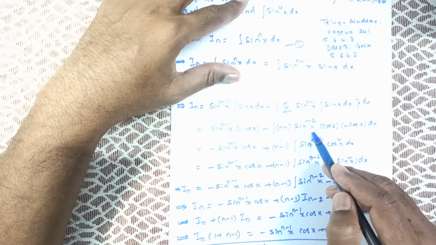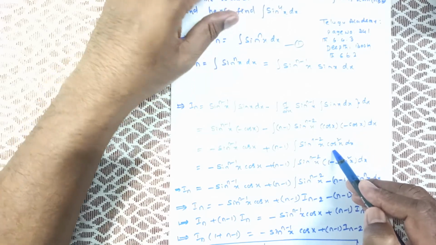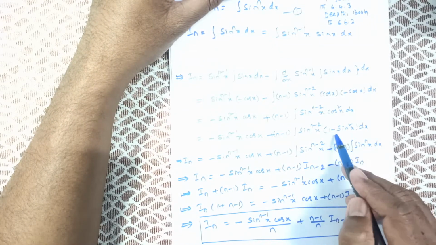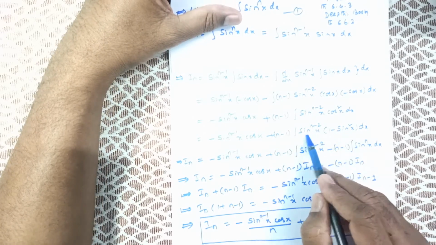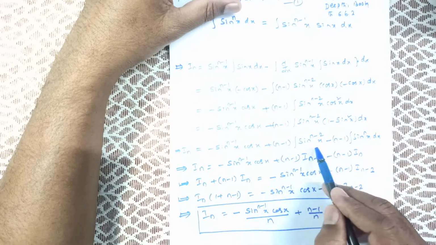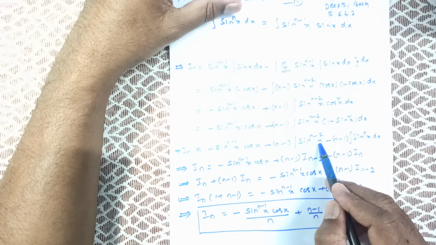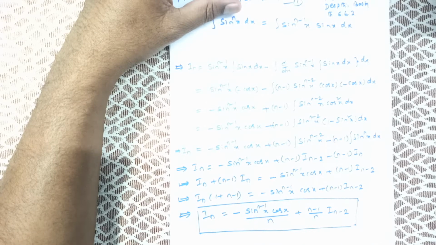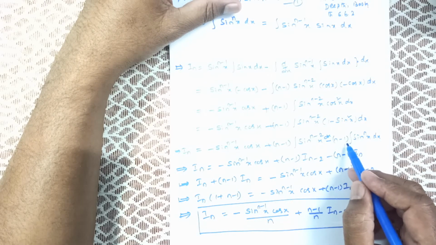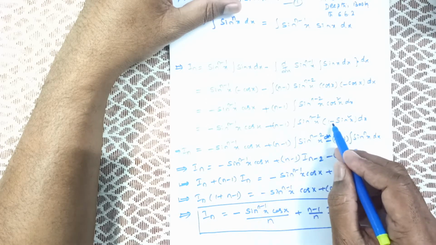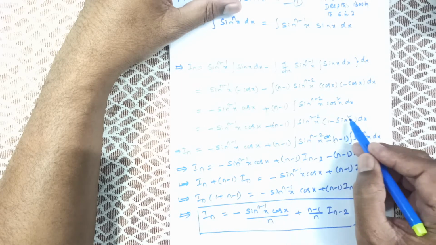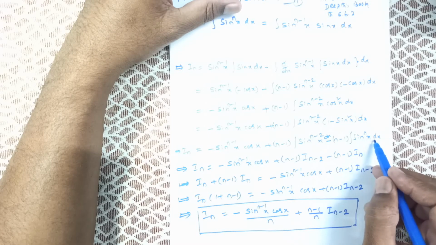Then sin power n minus 2 of x into cos is cos square x, and cos square x we can write as 1 minus sin square x. Multiplying sin power n minus 2 of x with 1 minus sin square x, we get 1 into sin power n minus 2 of x, minus sin power n of x, into dx. The n minus 1 is multiplied with this term also. So n minus 1 into the integration of sin power n minus 2 of x dx, and in the other term minus 2 plus 2 cancel, so only the integration of sin power n x dx will remain.